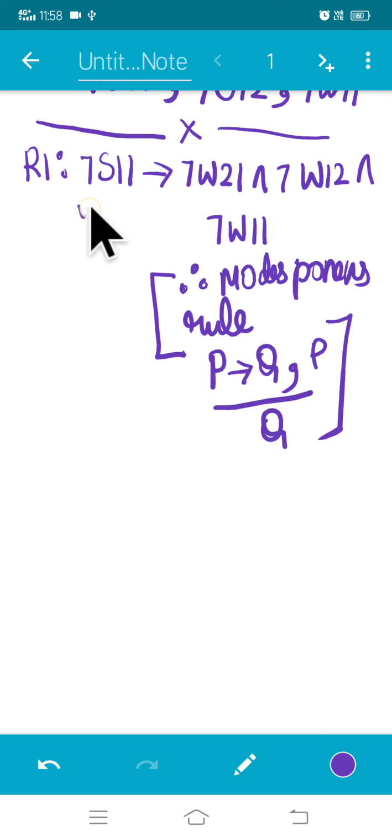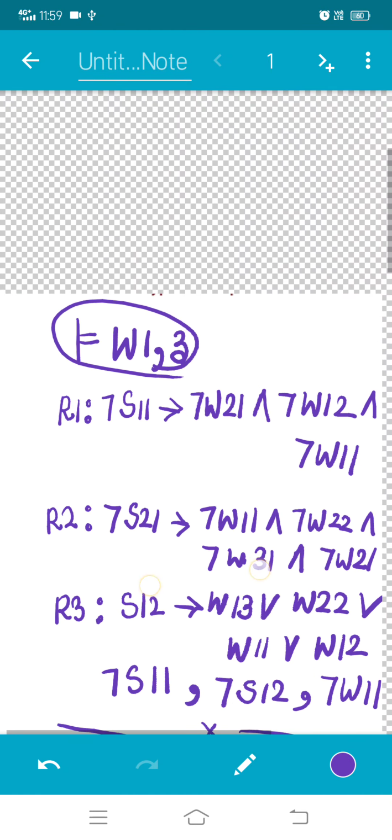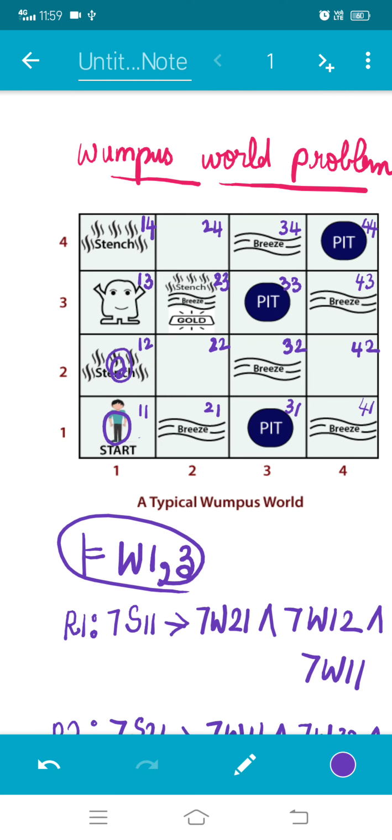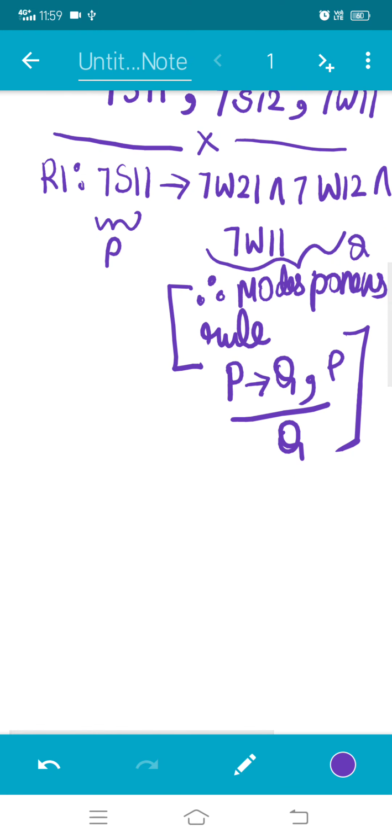Consider this as P and this part as your Q. So P implies Q given that P is true. What is our P? Negation S11. Okay, we know that there is no stench smell in 11. Agent perceives no stench smell. So by default that is true. So we can say that P is true.